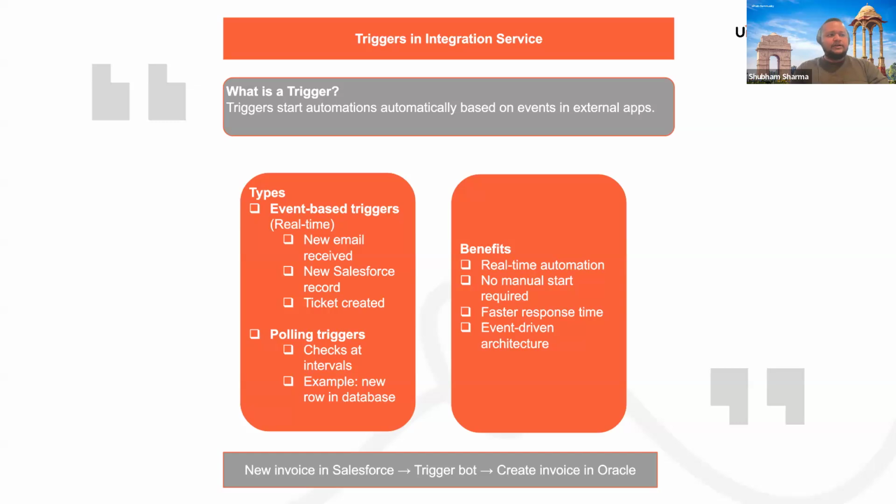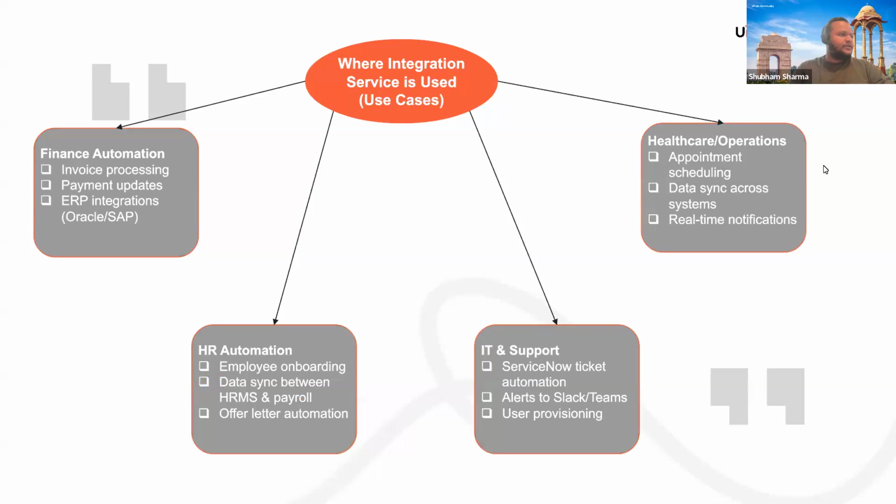Benefits of using triggers: real-time automation, and no manual start required. If we are building a solution where we constantly need to check whether an email has arrived from a stakeholder or whether a new ticket is created, we can just trigger our automation on the basis of some kind of event. Event-based triggering is a really powerful feature of this as well. We have event-driven architecture in that.